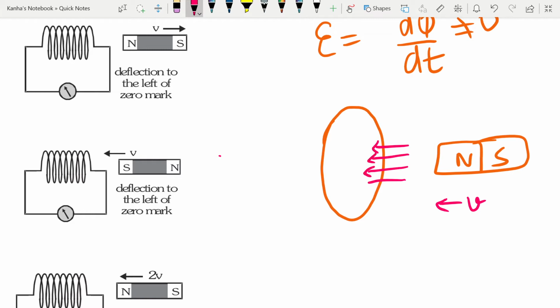Okay, because this is increasing, we want the EMF to be induced so that this opposes the increase in the number of field lines entering. So my current will be induced in this direction, so that due to the induced current, the field lines are in this direction, which balance whatever extra change is being done in the magnetic flux.